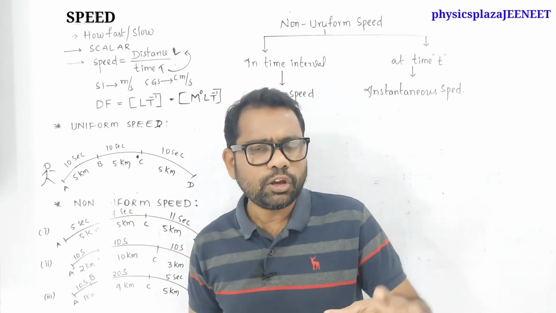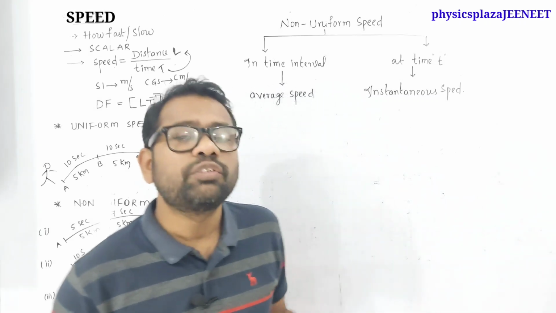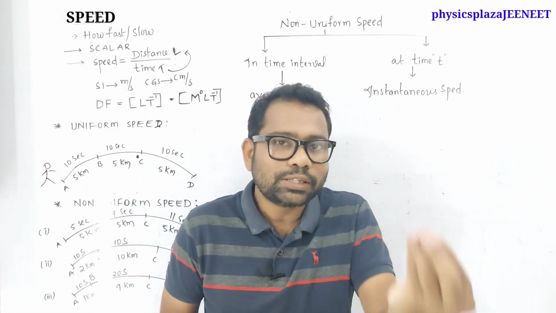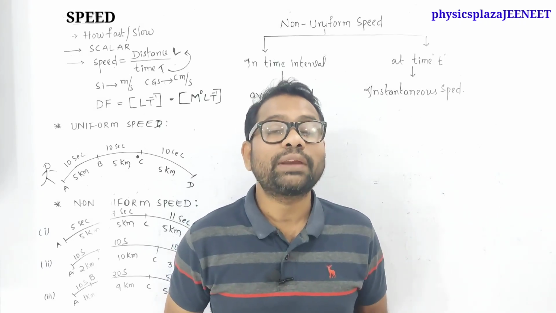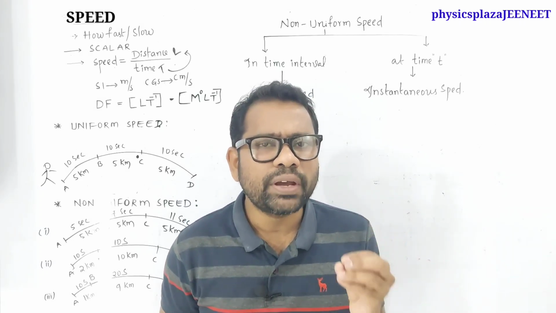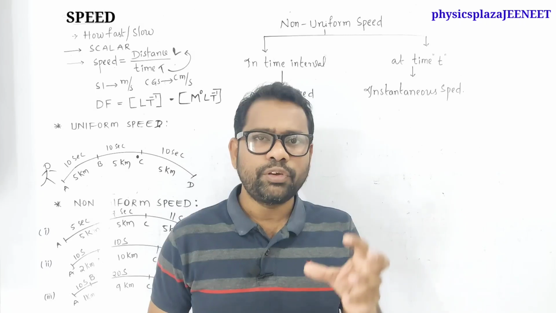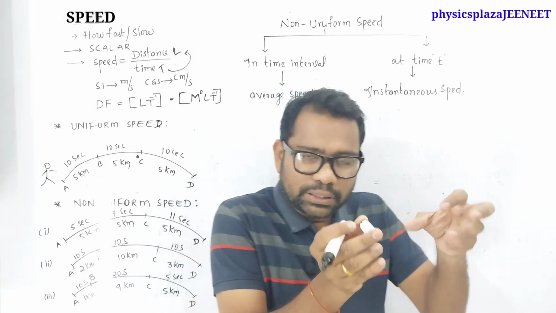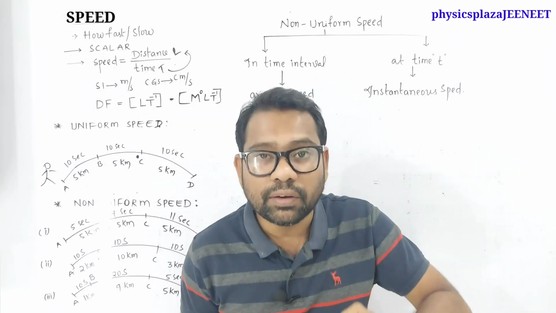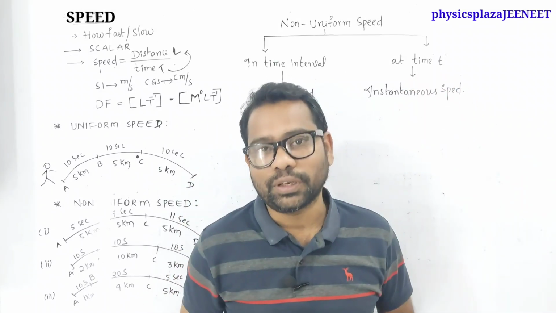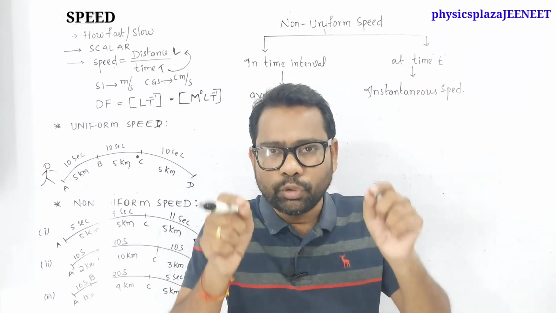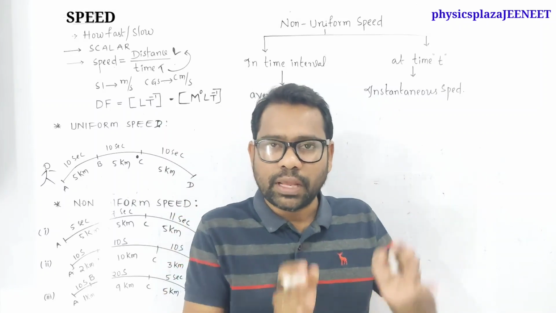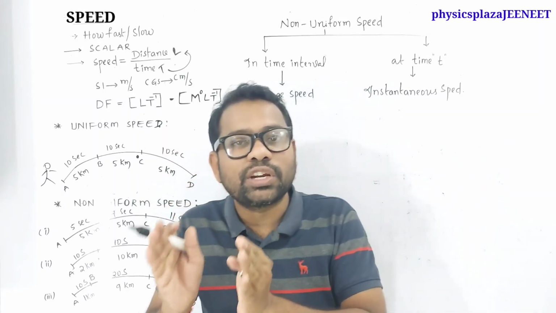But children, if any object is going with a non-uniform speed, it has some speed only, right? But what can we say? Here we should be very, very careful. If you want the speed in a time interval, or if you want the speed of an object at a particular time only, this is very, very important. If you understand this small difference, then you can understand the difference between average speed and instantaneous speed.